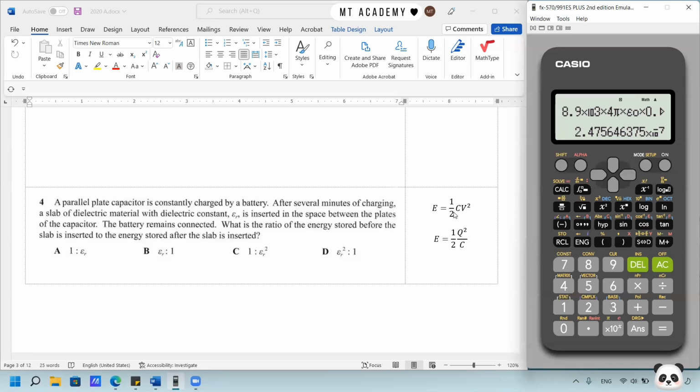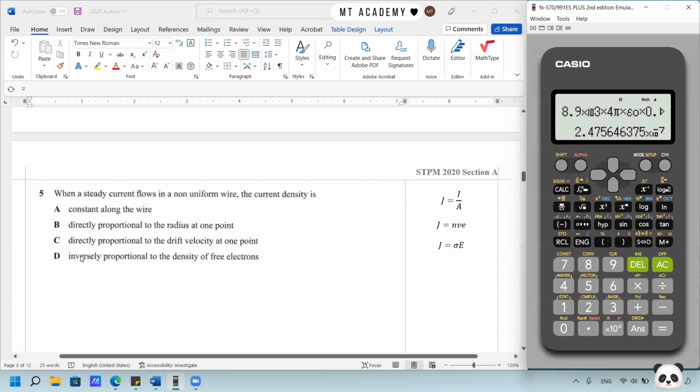So we have the formulas E is equal to half CV squared and also half Q squared over C. So you should identify what is the constant variable in this case, that it is the potential difference. So we should use the formula of half CV squared. And we can see that the energy is proportional to the capacitance. So the energy stored after the slab is inserted should be higher, with the ratio of epsilon r. So the answer will be A, 1 to epsilon r. And then we proceed to question number 5.